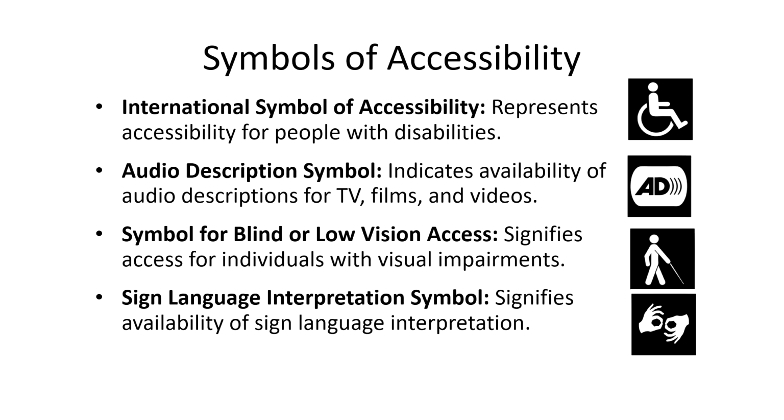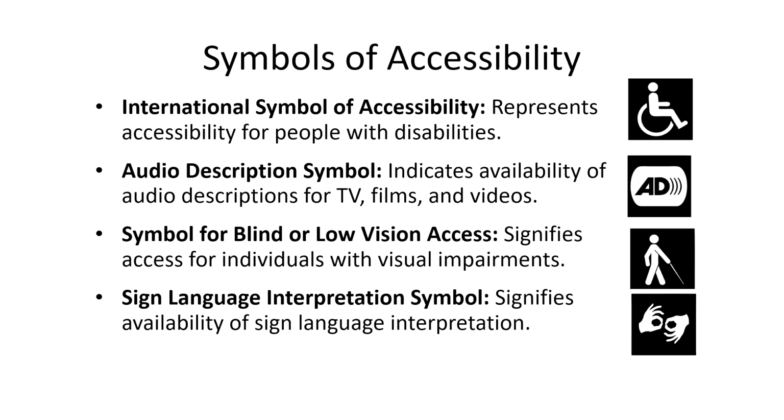Now let's talk about the symbols. There are certain international symbols for accessibility that have to be incorporated and used as far as signage and wayfinding design are concerned. Let's look into it. What are those? The international symbol of accessibility represents accessibility for people with disabilities, which is this one, the person in the wheelchair. Audio description symbol, which indicates the availability of the audio description for TV, films and videos, this one.